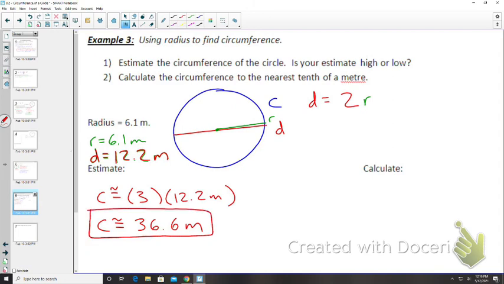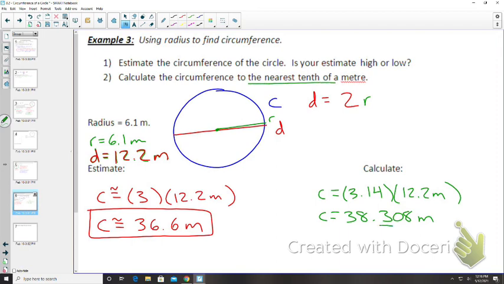Okay, let's go ahead and calculate this. The only thing we're changing here is we're going to actually use 3.14 for pi. So C is equal to 3.14 multiplied by the diameter, which is 12.2 meters. If we punch those into the calculator, you'll get a circumference of 38.308 meters. We want to round it to the nearest tenth. So our tenth is right here. To the right of that is the 0, so we're just going to leave that alone. So circumference is 38.3 meters. Again, pretty close to our estimation. So when you're asked to estimate, you can just use pi as 3. When you are asked to calculate it, use pi as 3.14, please.